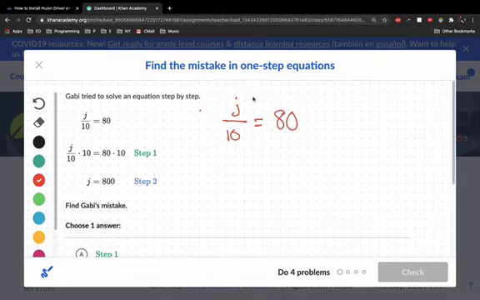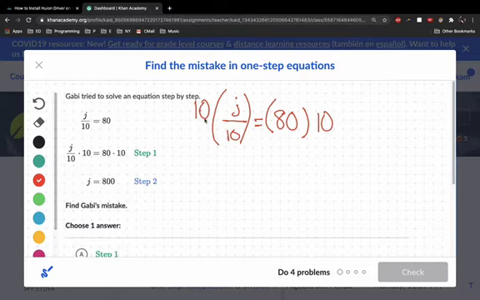The way you solve these problems is you multiply both sides by 10. So you're going to multiply this side by 10 because this is a division problem. So if it's a division problem, you do the opposite of division, which is multiplication. And if you multiply this side by 10, you also have to multiply this side by 10.